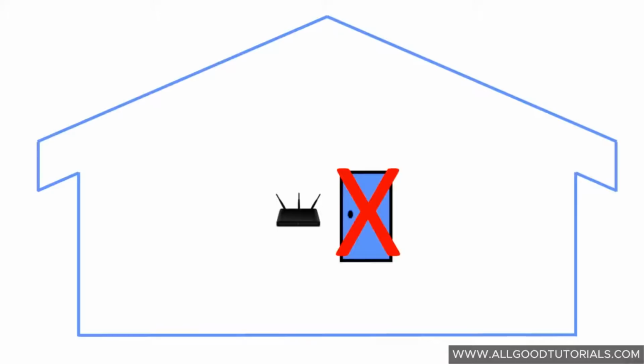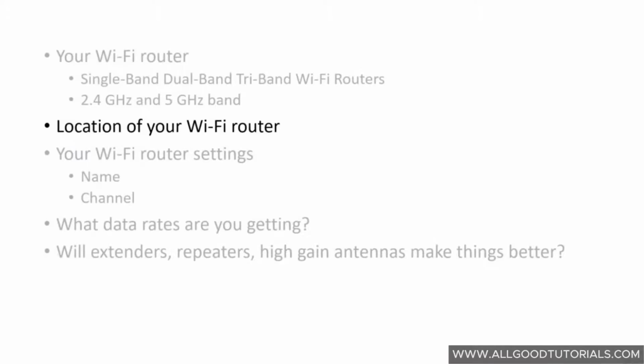We have been talking about how to improve the performance of your wireless network in your home or small business environment. And in this particular module, we were talking about the implication of where you locate your wireless router relative to performance.